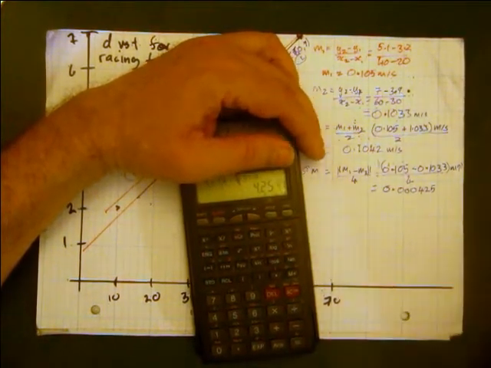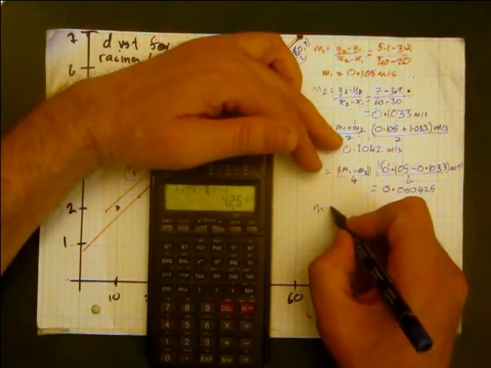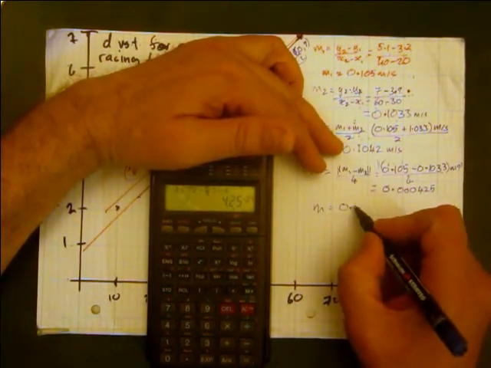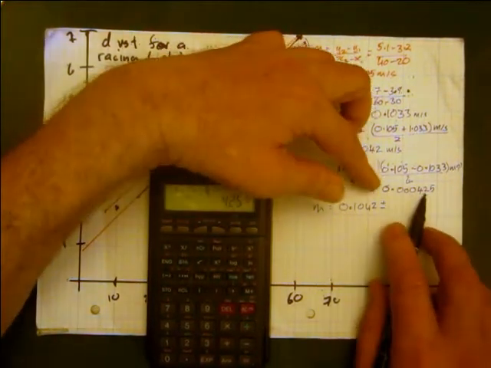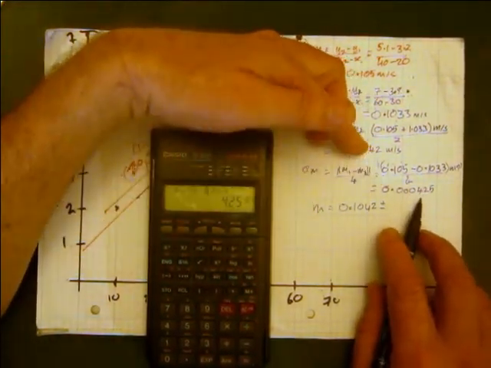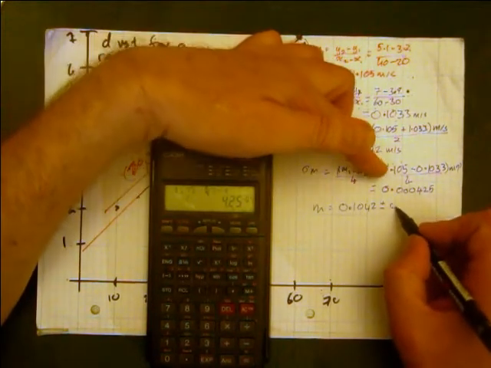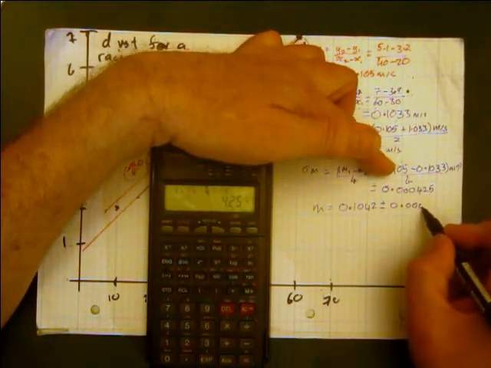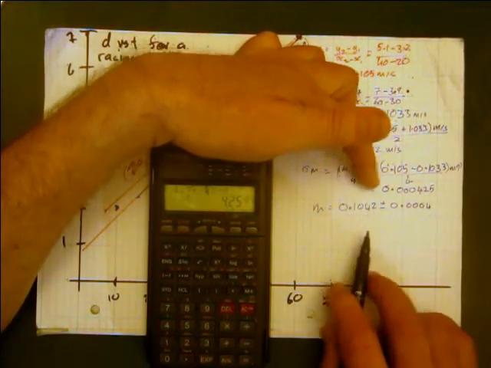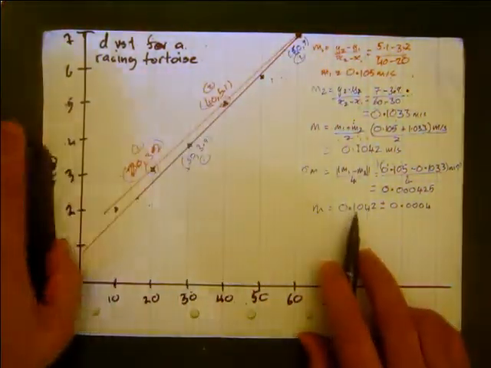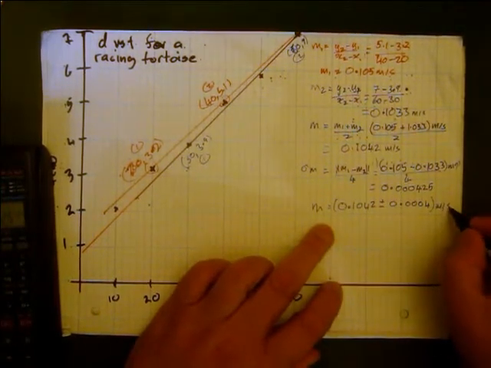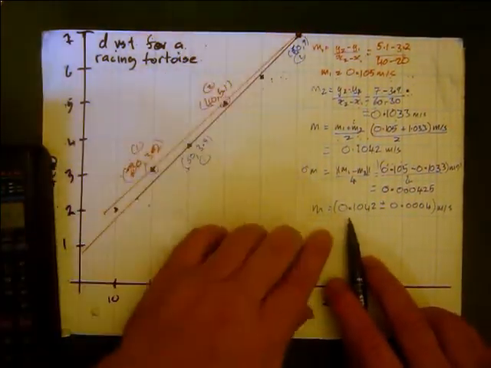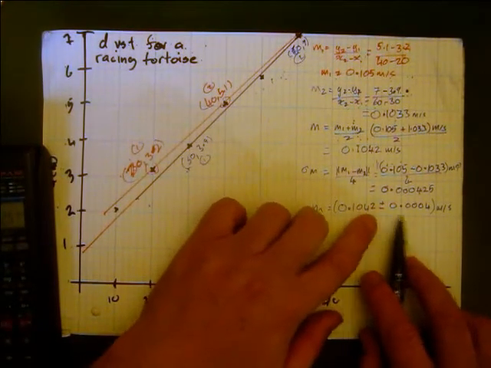So when we're writing the final answer for M, we take the average, 0.1042, plus or minus, remember we only give the uncertainty to one significant figure, so round that off to 0.0004. The gradient is all going to be measured in meters per second. So the gradient on that is 0.1042 plus or minus 0.0004 meters per second.